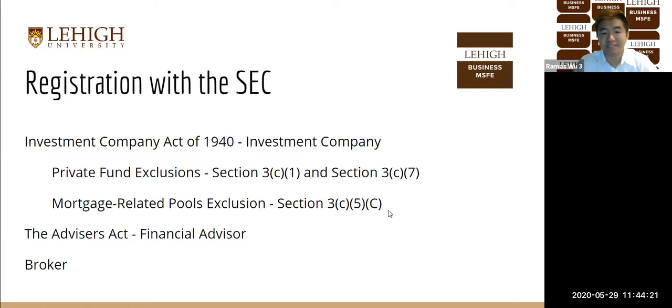To register with the SEC, we have 3 different paths. To register as an investment company under the Act of 1940, with the exclusion of private funds and mortgage-related pools. We could also register as advisors or brokers to start off. Later, my team will present more details of the registration process and rules regarding the IRS and so on.